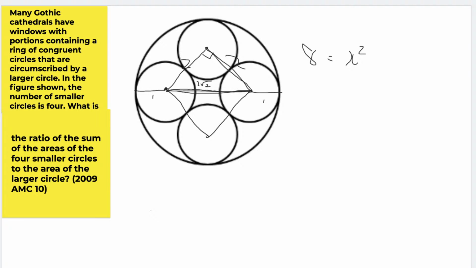Now, we got the diameter of the bigger circle. We're going to get the radius soon. So, what is the area of one of the smaller circles? It's just pi r squared.